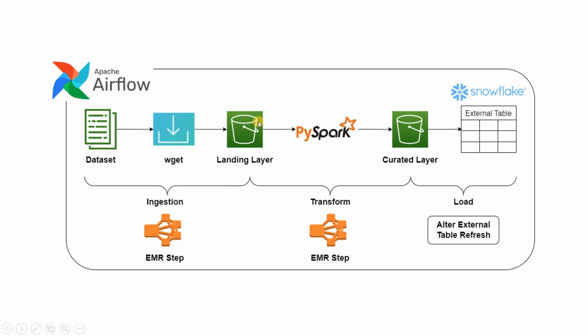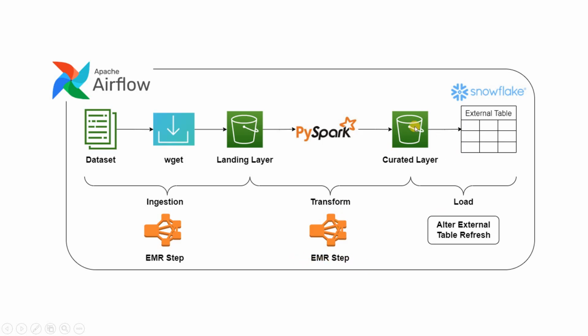Okay. Now from the landing layer, we will consume the data, and using PySpark, we will process it, apply all the business logic and transformations needed, and then we will write that data to another S3 location, which is termed the curated layer or processed layer, right? So this transformation phase we are again going to implement using one EMR step.